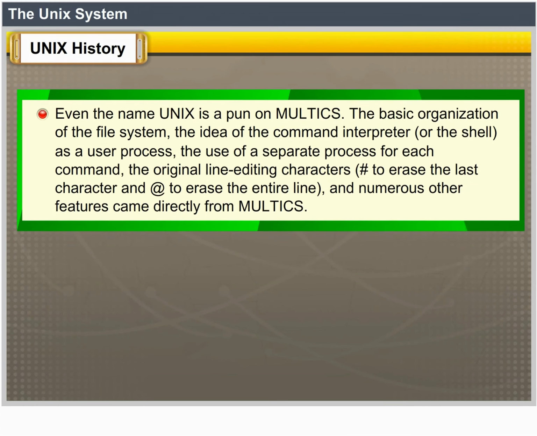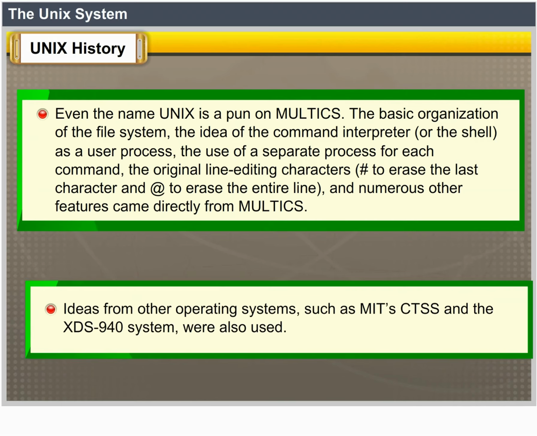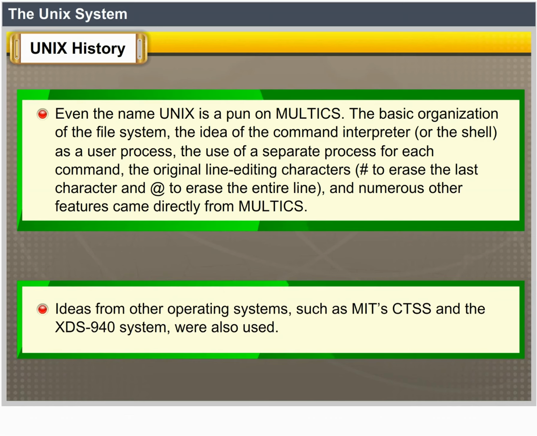The basic organization of the file system, the idea of the command interpreter or the shell as a user process, the use of a separate process for each command, the original line editing characters, hash to erase the last character and at to erase the entire line, and numerous other features came directly from Multics. Ideas from other operating systems such as MIT's CTSS and the XDS 940 system were also used.